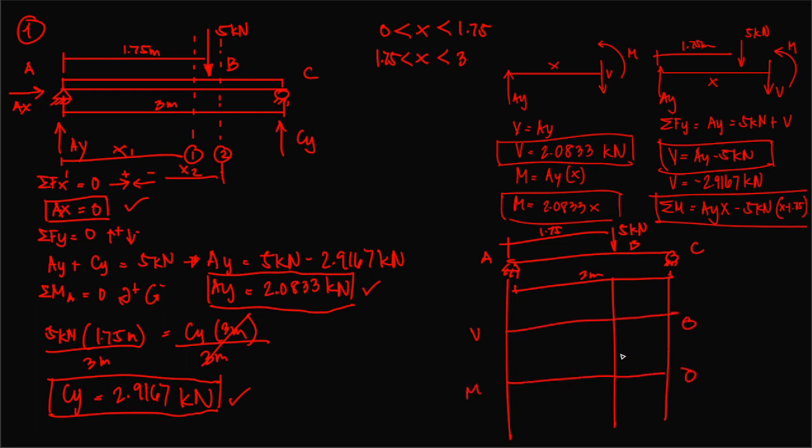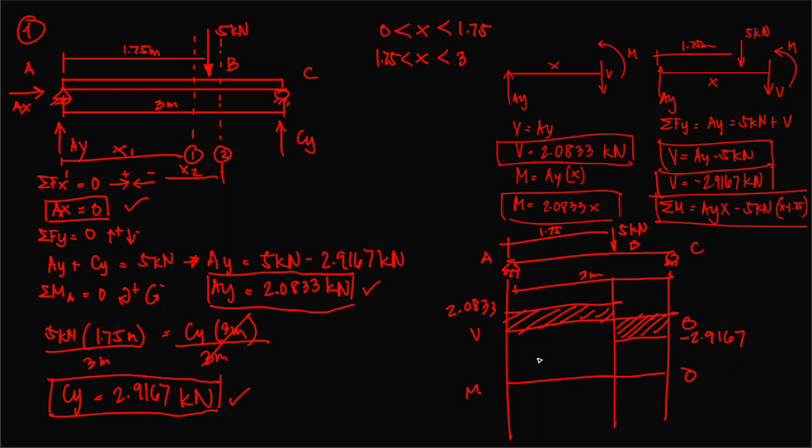So in shear, we'll be using this one. So that is 2.0833. Simple as that. And then in the second portion, negative, this one below, not this, which is negative 2.9167.